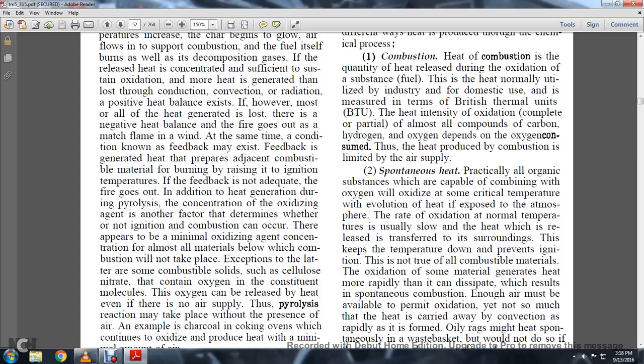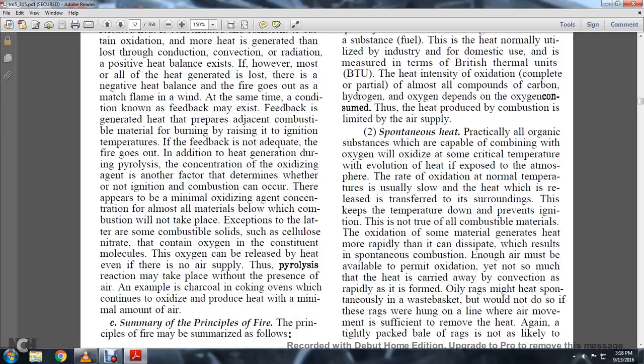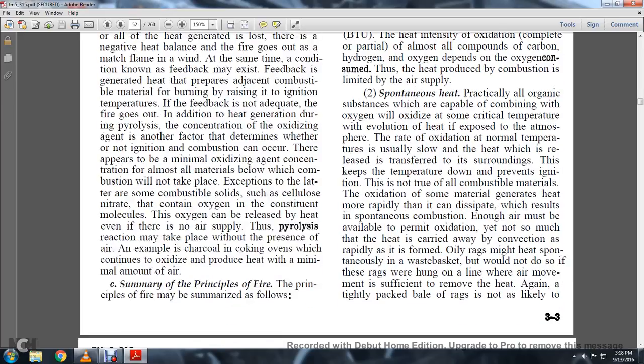The exceptions are some combustible solids, such as cellulose nitrate, which contain oxygen in their molecules. The oxygen can be released by heat even if there is no air supply, so the pyrolysis reaction may take place without the presence of air. An example is the charcoal in cooking ovens, which continues the oxidation and produces a minimal amount of air.